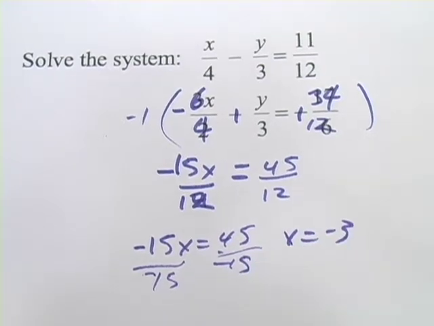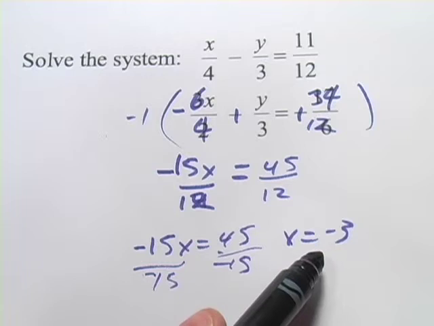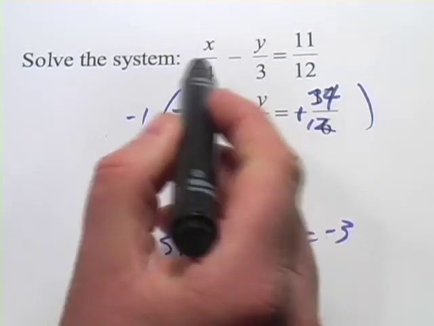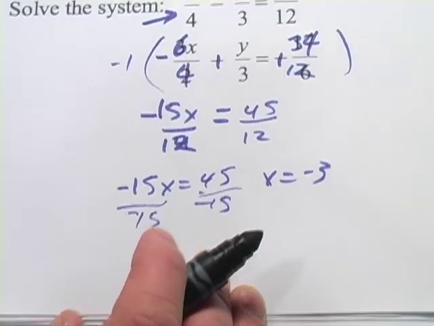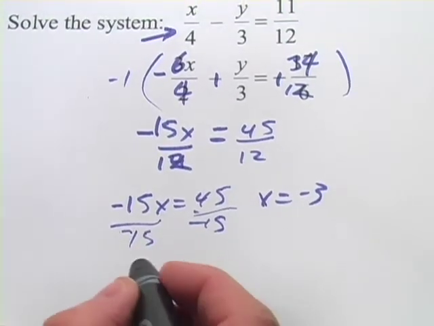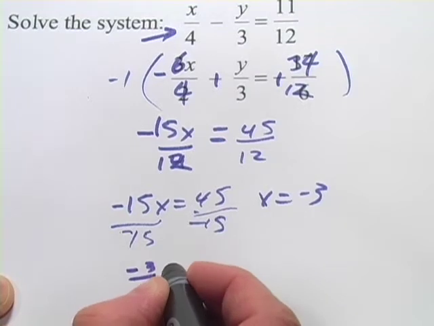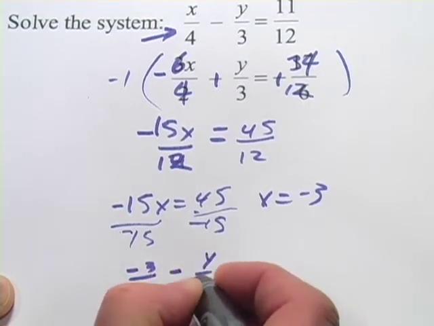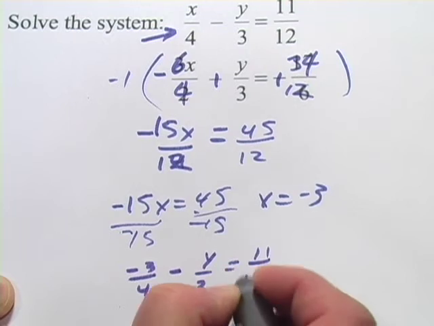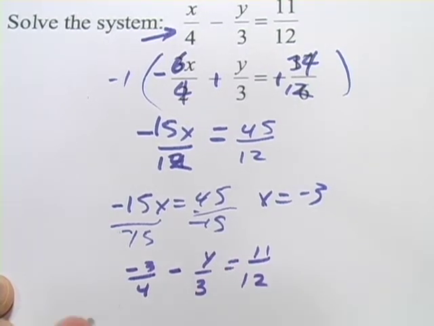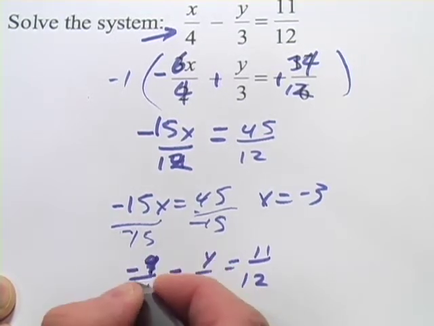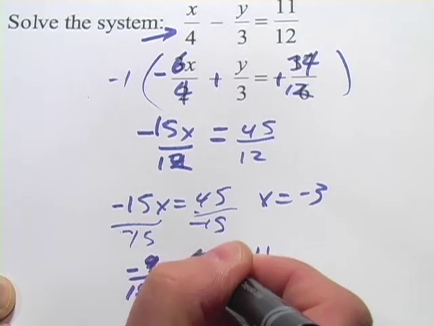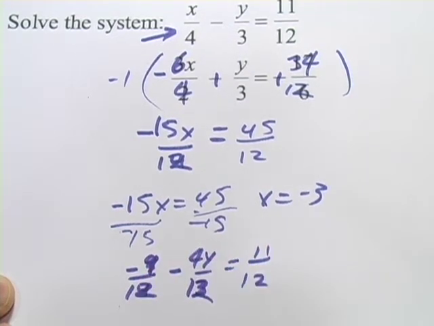I'm not done though. I have to solve the whole system. I found x. I need to plug it back in and find y. So I think I'll take this top equation right here and set that up. So let me give myself a little more room here. So instead of x, I'm going to put in -3/4 minus y/3 equals 11 twelfths. At this point, I think I want to convert everything to twelfths. This would be times 3/3, so that would be -9 twelfths. This would be times 4/4, so 4y twelfths.